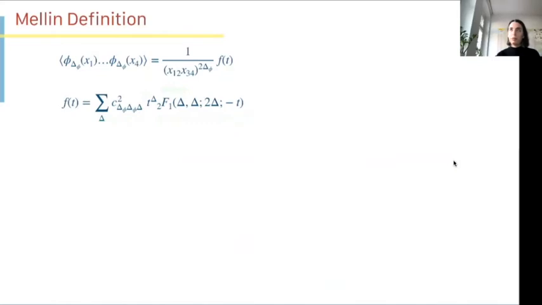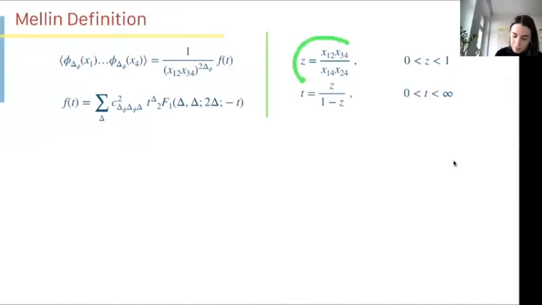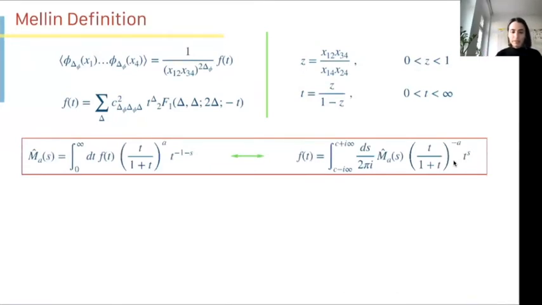In a one-dimensional CFT, we have only one independent cross ratio, which is invariant under conformal transformations, this z, and it spans between 0 and 1. In our particular case, we prefer to use this t, which is a ratio of the z, only because it spans between 0 and infinity, and it's more convenient for the definition of Mellin, which is precisely this one. This is the definition of Mellin and anti-Mellin that we propose.